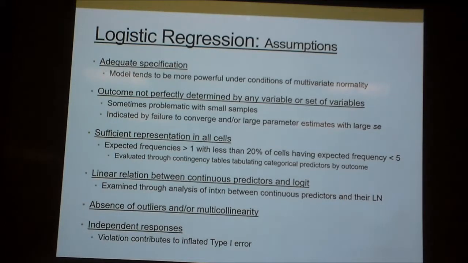And so what we'll do is we'll take our continuous predictor and the natural log of our continuous predictor, and then plug that into a preliminary model where we have our continuous predictor, the natural log, and the interaction of those two in the logistic model, and make sure that interaction term doesn't come up as statistically reliable. Other questions?